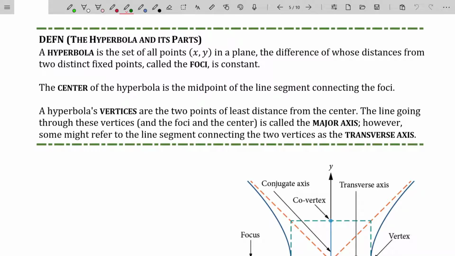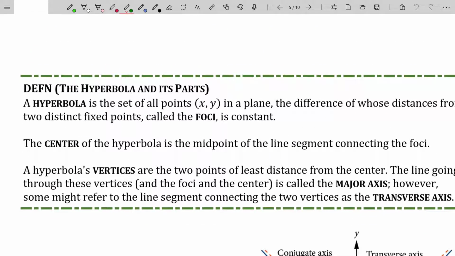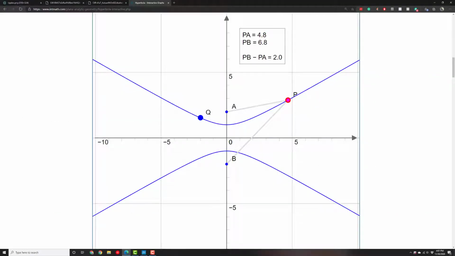So, the definition of the hyperbola in all of its glory. A hyperbola is a set of all points in a plane, the difference of whose distances from two fixed points, called the foci, is constant. Now, before we continue with the rest of this definition, I just want to showcase what this looks like. This web-based app via intmath.com allows us to visualize what I mean by the distances between these two points and some point on a curve being constant.